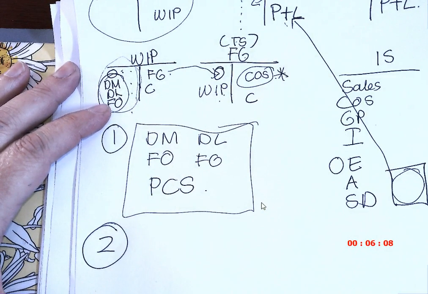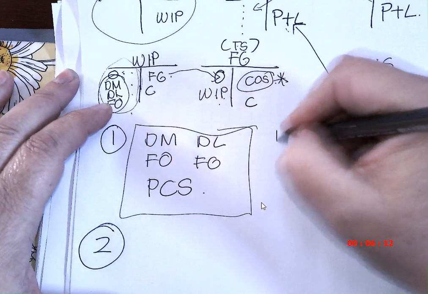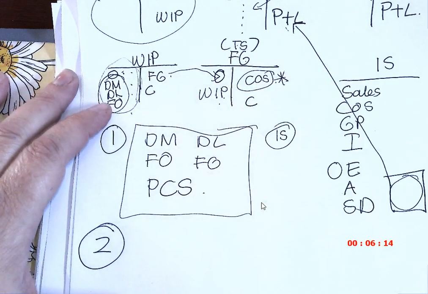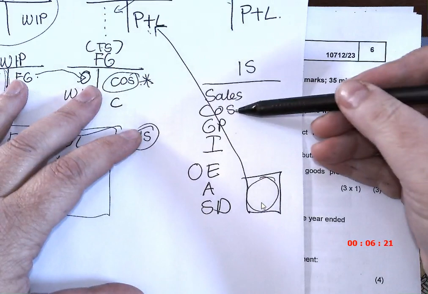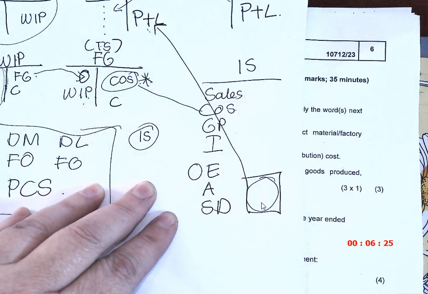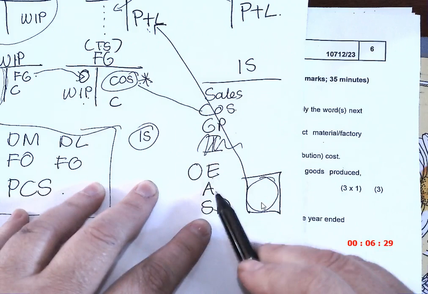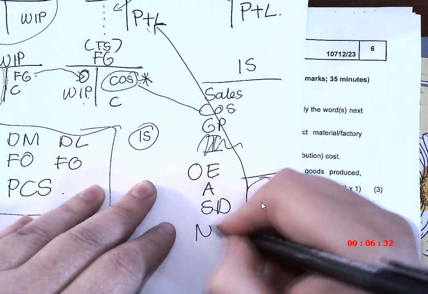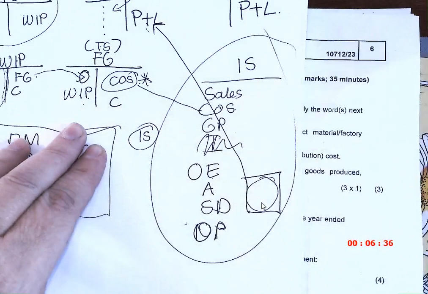They can also ask you an income statement, a shortened income statement. And usually the shortened income statement would literally be sales, cost of sales. Remember, you are able to calculate cost of sales. Gross profit, and usually they don't have income, they have operating expenses, admin, sales and distribution, operating profit. They usually only ask that part there.